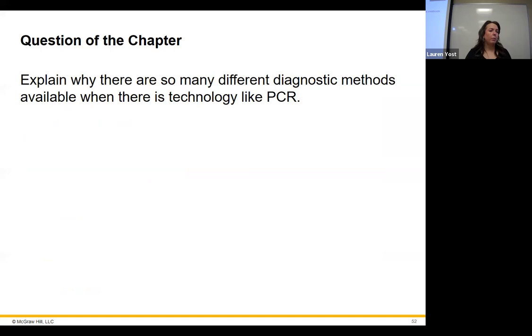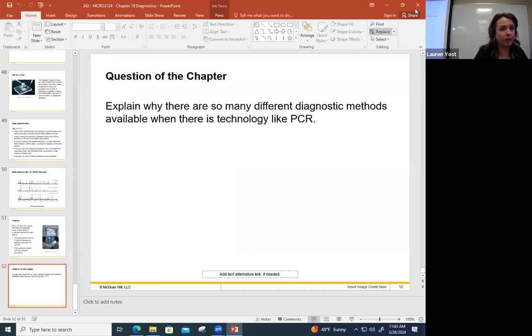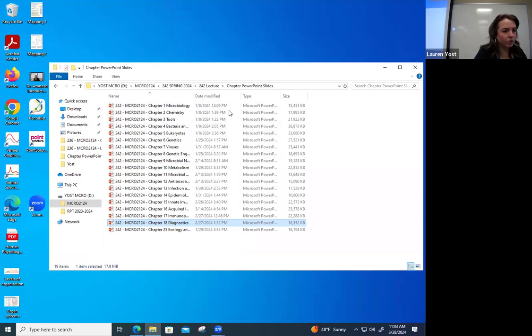So our question this chapter: why are there so many different diagnostic methods available if we have things like PCR? I'd remind you that the reason we have other diagnostic methods is just because PCR is cost prohibitive for a lot of things. We don't have primers for everything readily available all the time. We need the other methods to give us options, really.